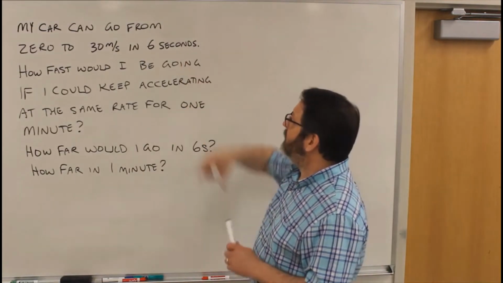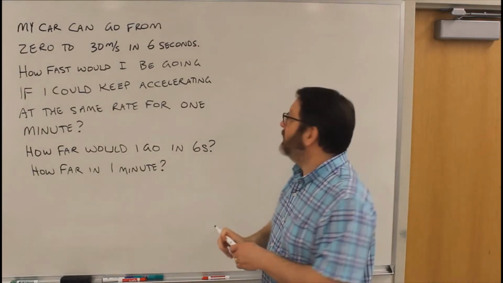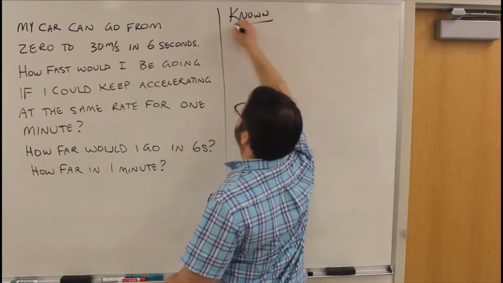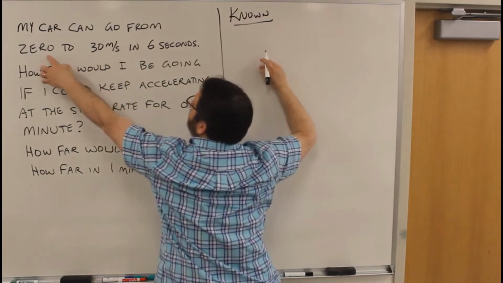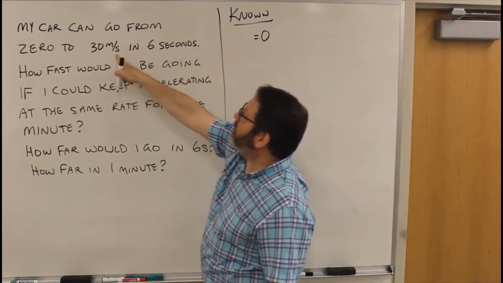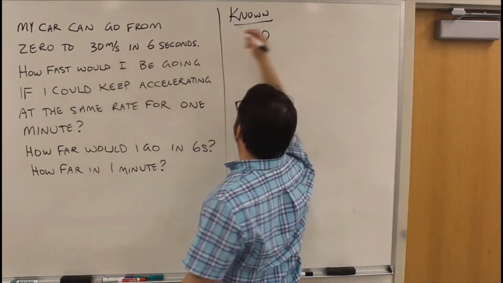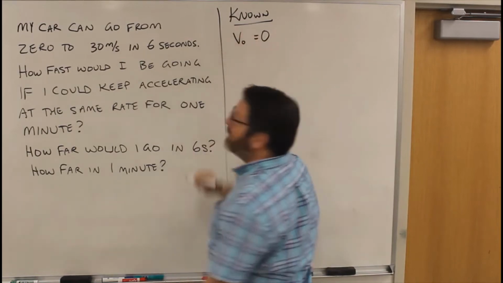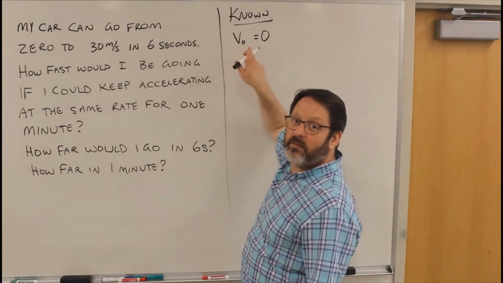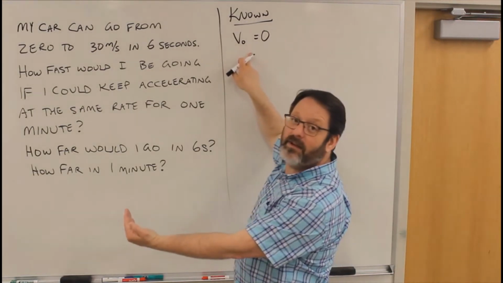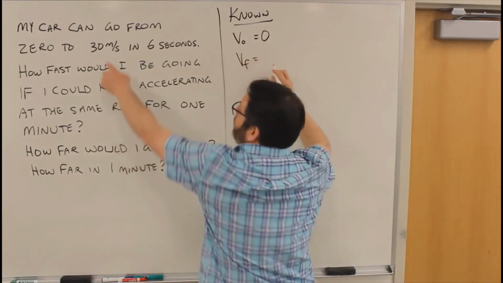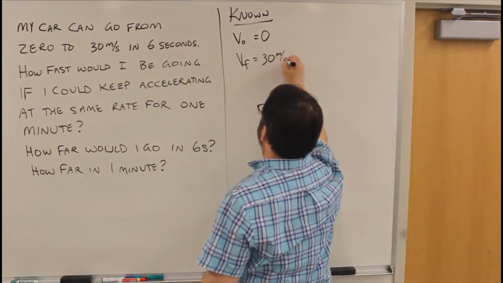So I've got, better make a chart. Let's see. Known. What do I know? 0. What's that 0? My car can go from 0 to 30 meters per second, so it's a speed. So this is our initial speed, okay? I'm going to call it V0 instead of VI because I'm going to call the initial time time 0. So V0 is 0. We have a V final also, that's what this 30 is, 30 meters per second.